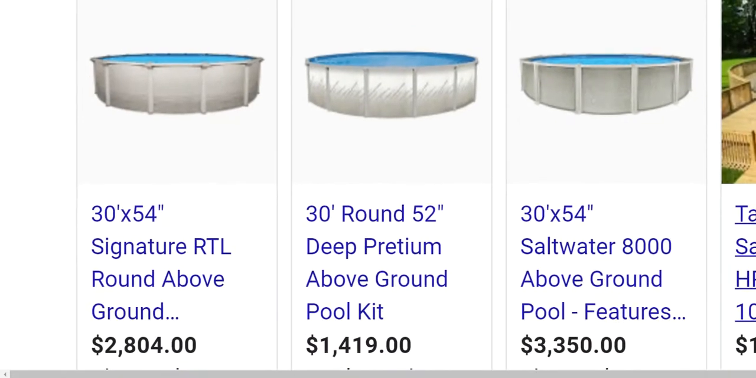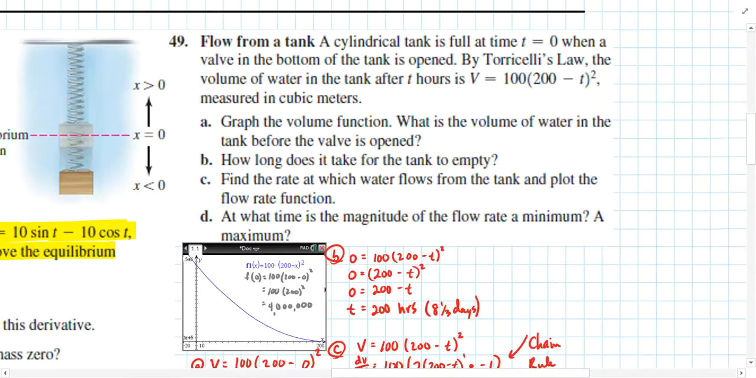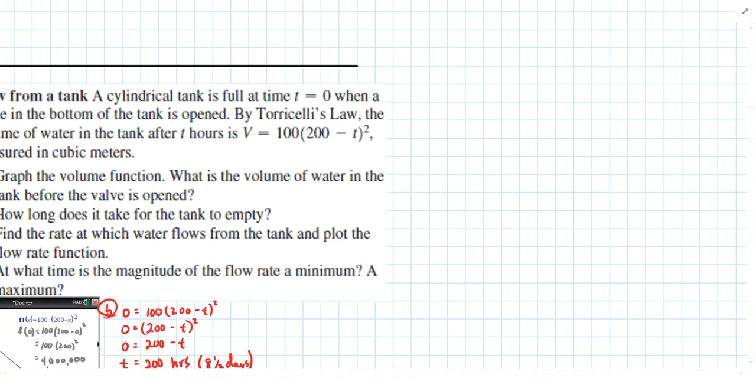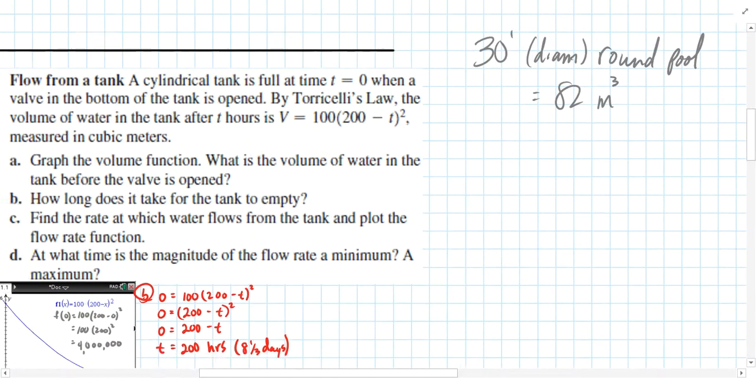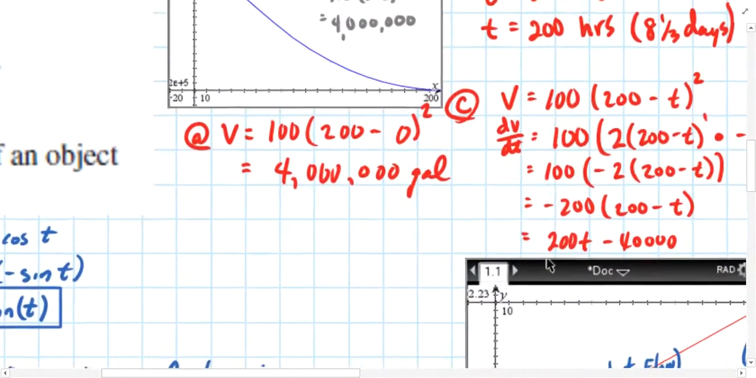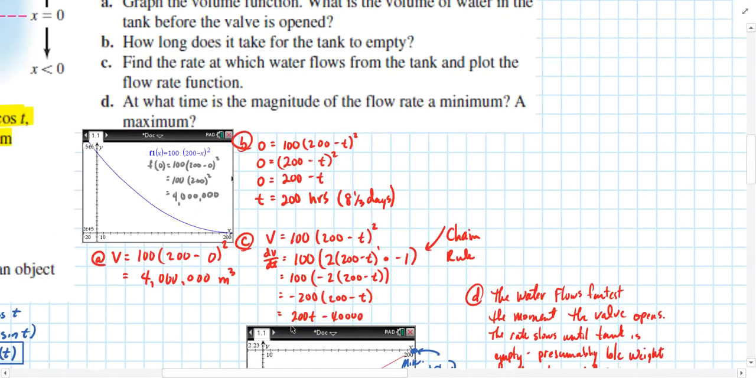And I just did a quick calculation off to the side here. These round swimming pools are what I'm thinking of for a second. If you took a 30-foot round swimming pool, 30 foot's pretty big. I did the calculations real quick, and I think a 30-foot diameter round pool only contains 82 cubic meters of water. So if that swimming pool contains 82 cubic meters, and this tank contains 4 million cubic meters, sorry, my units were wrong here, cubic meters, you can imagine how large this tank is compared to just a single swimming pool.